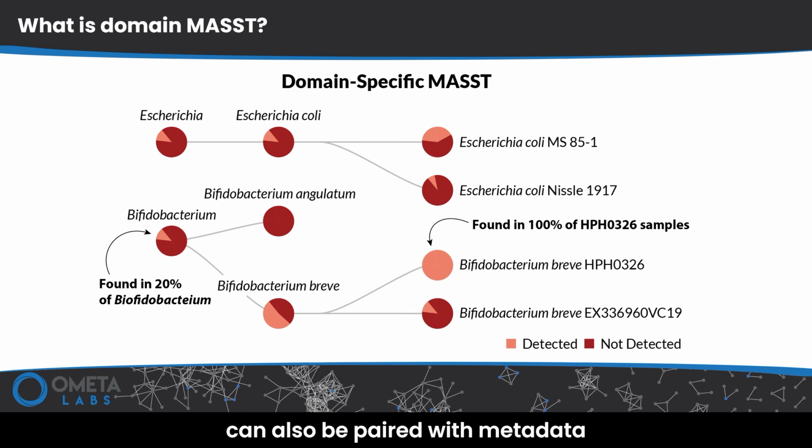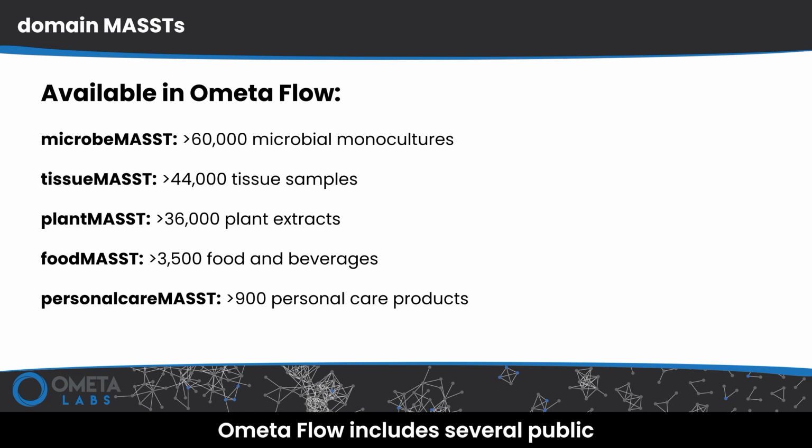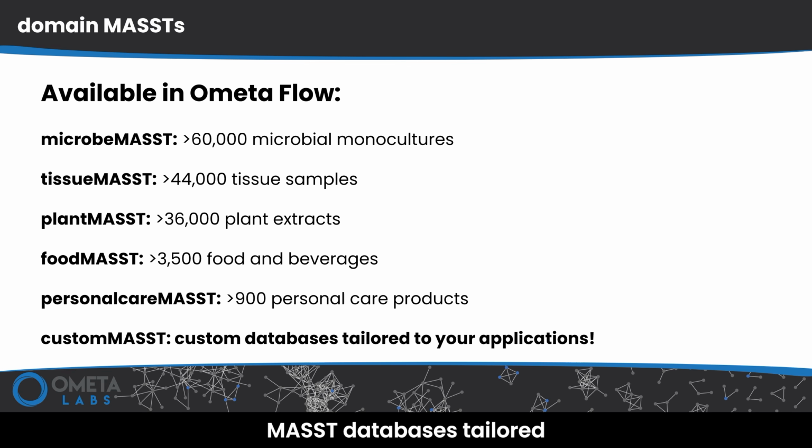MASST results can also be paired with metadata to track the occurrence of a molecule across species, strains, or even product types. These metadata-rich databases are often called domain MASTs. Ometa Flow includes several public domain MASTs covering hundreds of thousands of samples from microbes, plants, tissues, foods, etc. However, we also allow you to create your own MASST databases tailored specifically to your applications. Today, we're going to walk through how to create custom MASST databases and visualize your results.